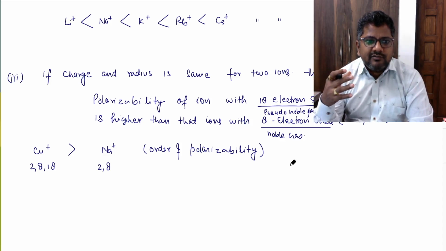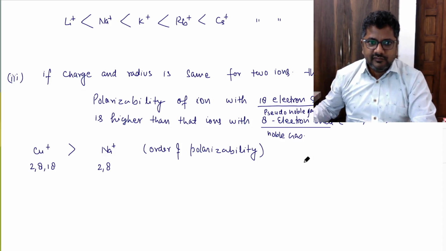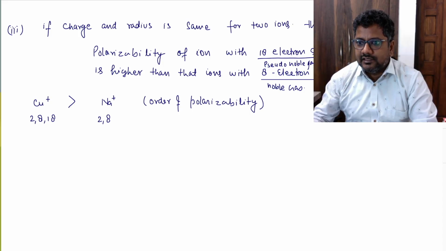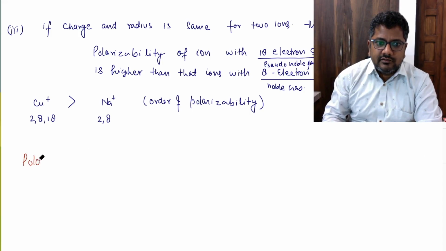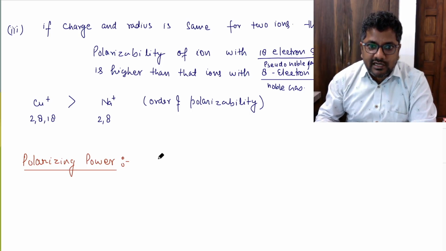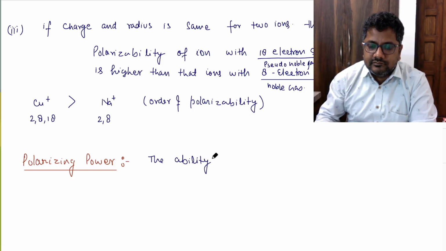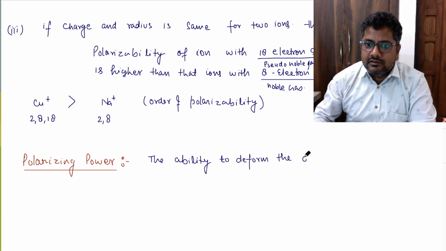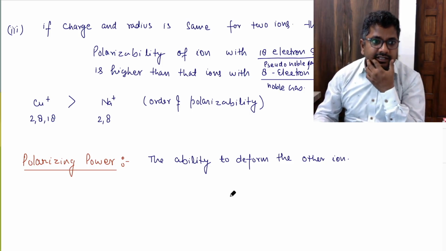Similarly, the polarizing power is the ability to deform the other ion, right? So let's talk about the polarizing power. It is defined as the ability to deform or polarize another ion. Polarizing power is the ability to deform the other ion, right? And you know, it increases with increasing charge.